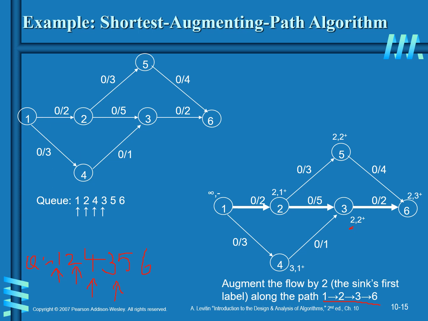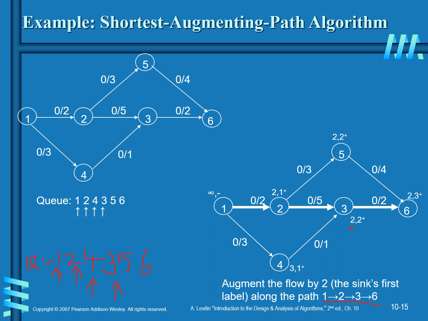So the current flow has to be increased or decreased by 2, since the sink's first label is 2. Augment the flow by 2 along the path 1 to 2, 2 to 3, 3 to 6. Again you have to start from the back. So 3 to 6. This is a forward edge because you labeled it as plus. How much flow do you have to increase? 2. What is the current flow? 0. So you increase the current flow by 2 units, that is 0 plus 2, 2. Don't alter the capacity.